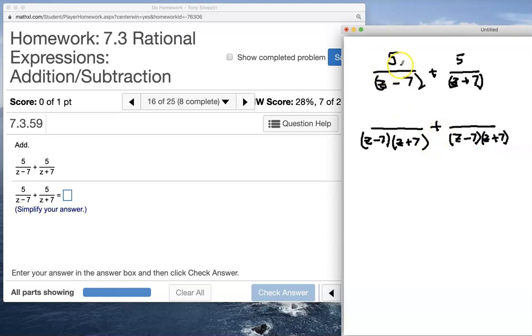Now the next thing I'm going to do is bring down the numerators, bring this numerator down, and ask myself, what do I multiply this numerator by to get the common denominator? What's missing up here is a z plus 7. So you have to multiply the bottom by z plus 7 to get the common denominator. So I got to multiply the top by z plus 7.